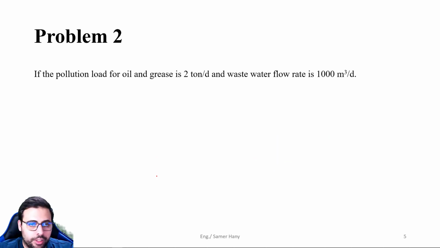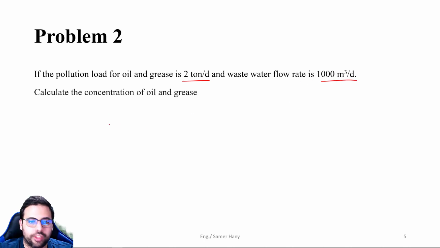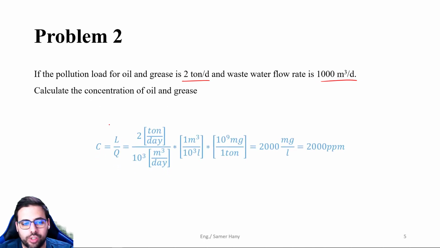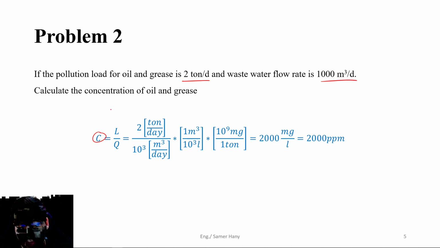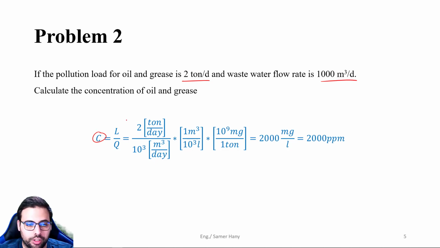All right. So problem 2: if the pollution load for oil and grease is 2 ton per day, and wastewater flow rate is 1,000 meter cube per day, calculate the concentration of oil and grease. So just direct substitution, but this time the concentration is unknown, and the load and flow rate are known.